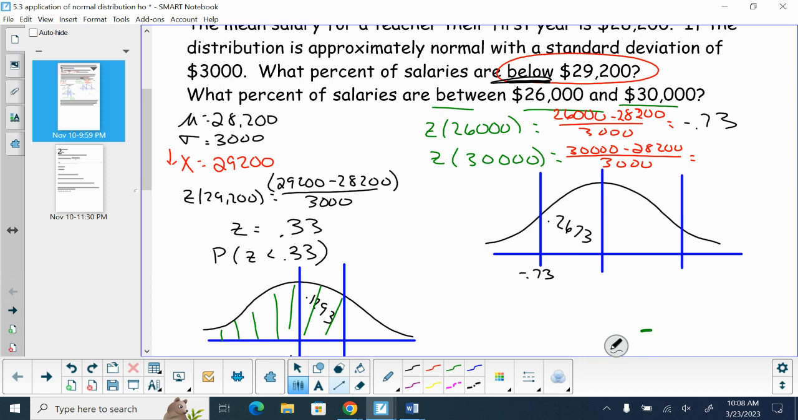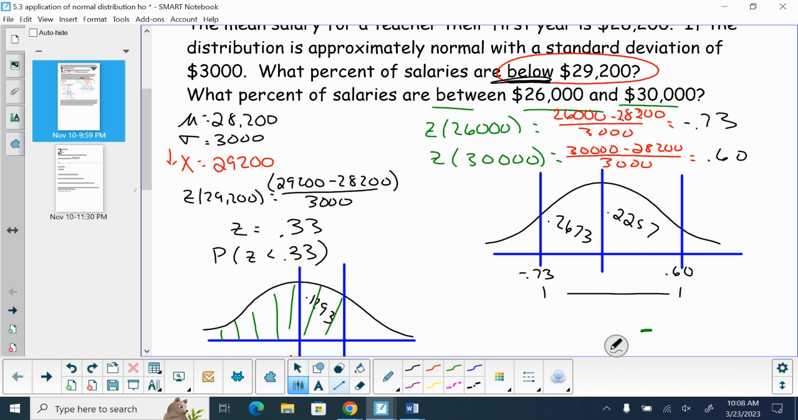Grayson, what do you get for a Z value for 30,000? 0.60. What's your table value? 0.2257. All right, we good with those? Once again, we're just finding z values, then we're going to our table and finding values from the table. So 0.60, 0.2257.